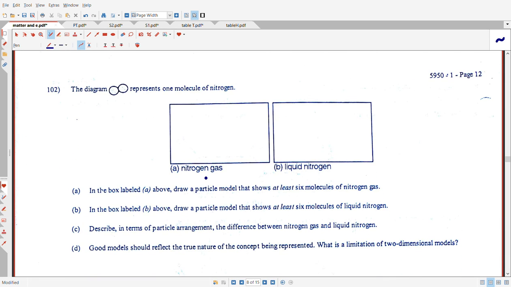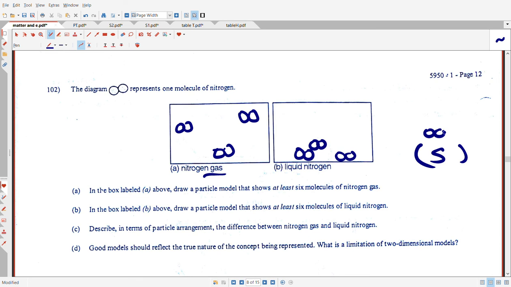Next one, draw nitrogen as a gas. Well, they're saying that's one molecule, so I just have to show them further apart. Liquid, I'm going to have them closer together, but not in a regular geometric pattern. A solid would look like this, where they're all neatly organized. But we want 6 molecules. I didn't draw 6. 1, 2, 3, 4, 5, 6. I'll draw an extra one, and here I only have 3.